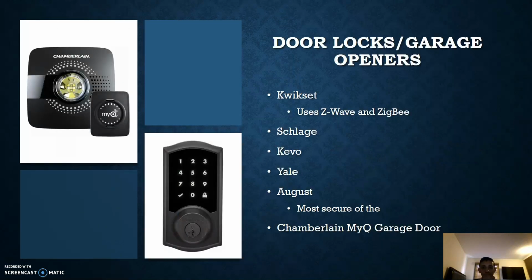Some door locks and garage openers. Popular brands are Kwikset, Schlage, Kevo, Yale, and August. They mostly all use Z-Wave or ZigBee. Similar concept, you can access it on your phone, or if you have a hub like this.